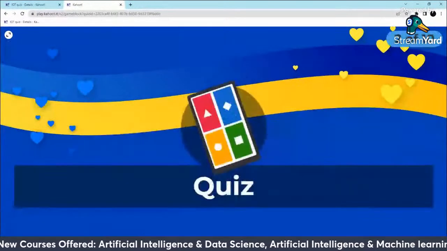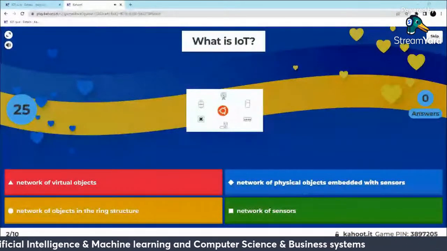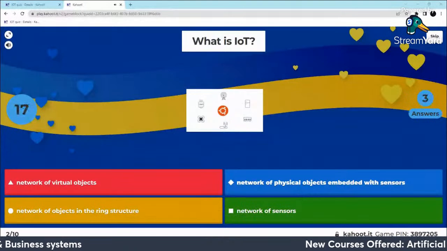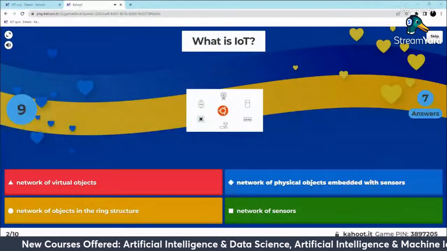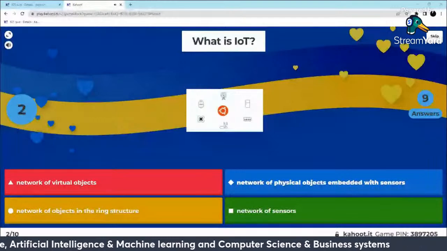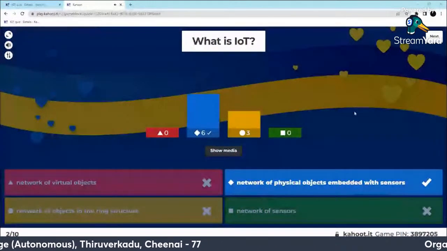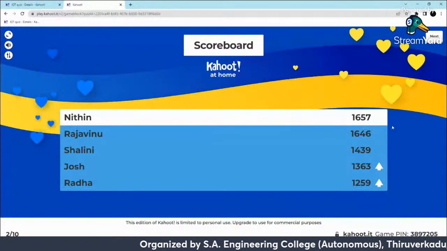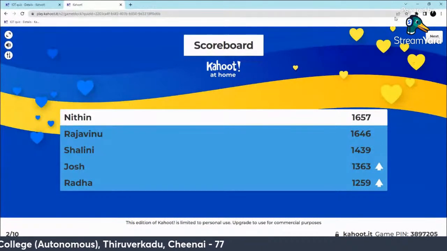Moving on to the next question. What is the IoT? Network of virtual objects, network of physical objects embedded with sensors, network of sensors, network of objects in ring structure. So choose your answers fast. We are running out of time. Let us see who is going to make the top this time. And the right answer is network of physical objects embedded with the sensors. And 6 of them answered right. So let us see who's on the top now. Okay, Nitin has topped with the score of 1,657. And Raja Vinu has got down to the score of 1,646.